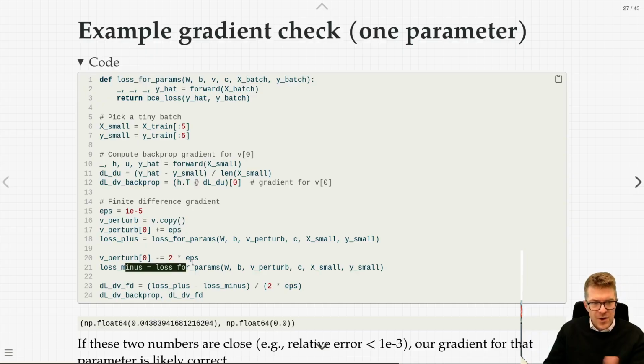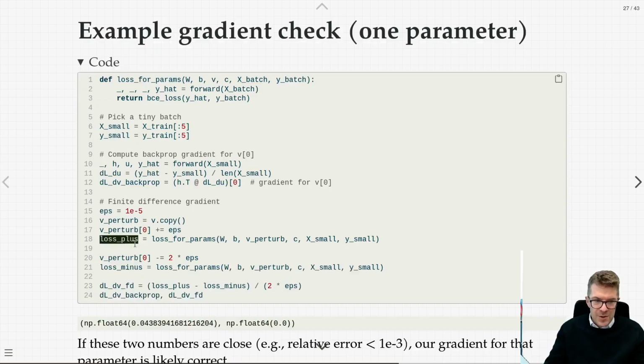Actually, sorry, this is kind of silly here. I take my true v and copy it into v perturb, and then I add epsilon to it and store it in v perturb 0. The reason I have this minus 2 times epsilon is because I need to subtract both what I've added in the previous step and subtract it again in order to get v minus epsilon. If you're confused by this little step, I'm perturbing in the negative direction, but I've previously perturbed in the positive direction by that amount, so I'm just undoing that.